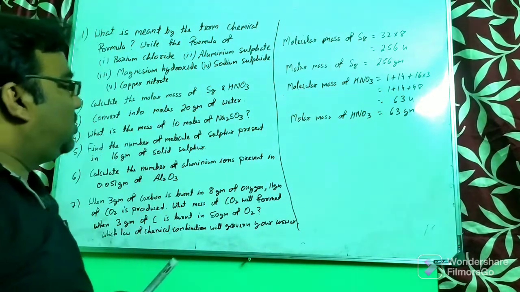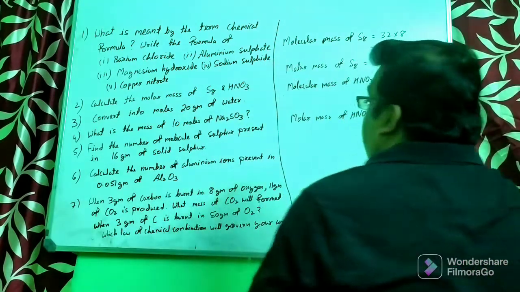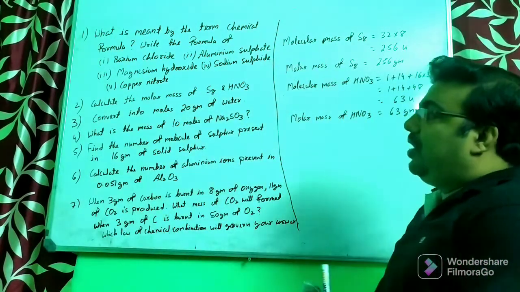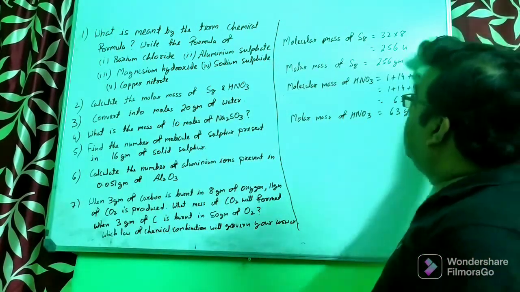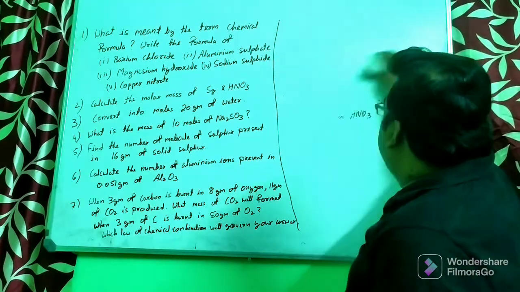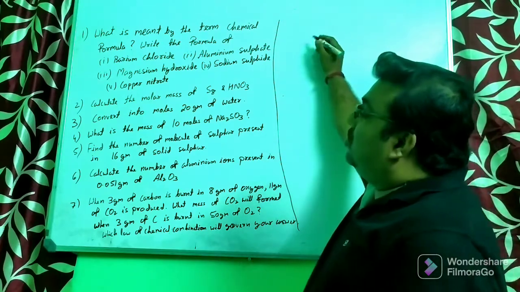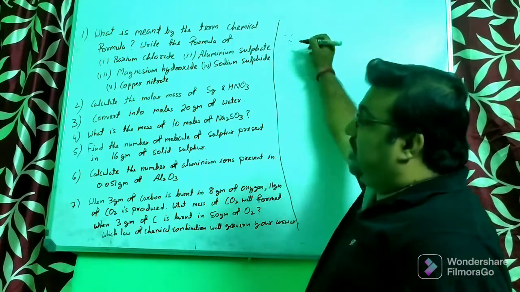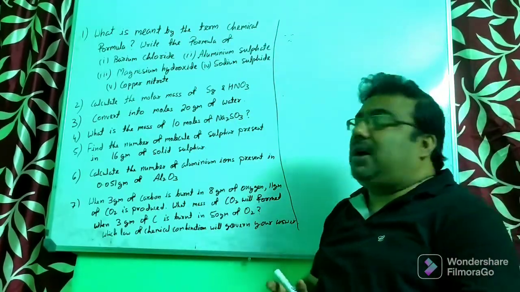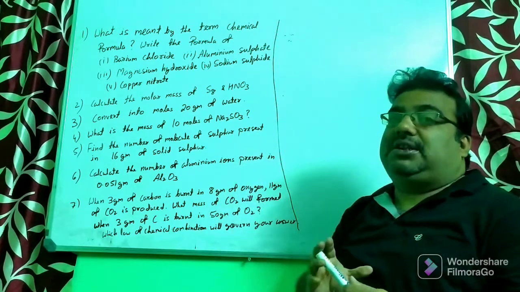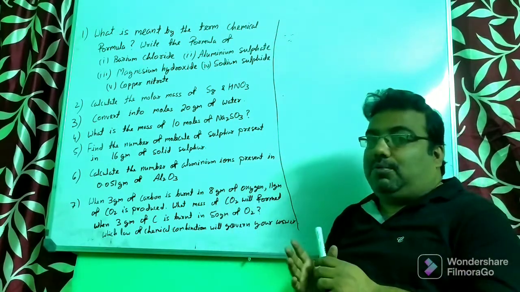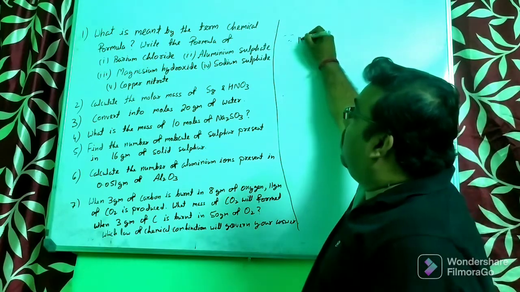Convert into moles 20 gram of water. We have to convert 20 gram of water into moles. Since we know the molecular mass, as in the last question, molecular mass when you write in gram is the mass of 1 mole. So first of all we find the molecular mass of water.